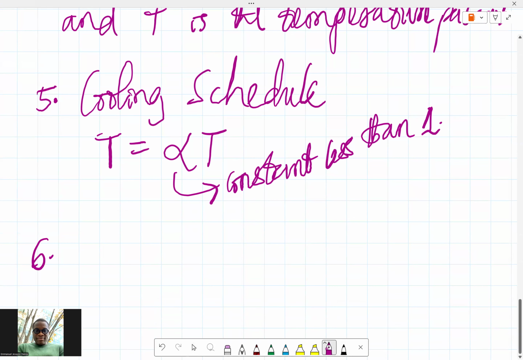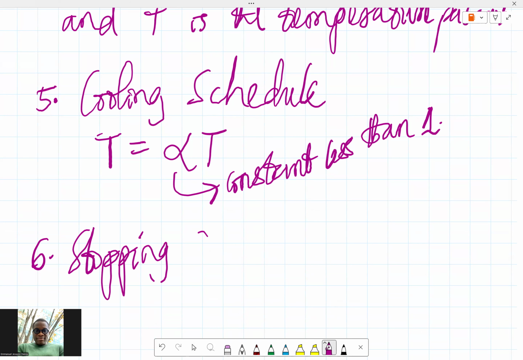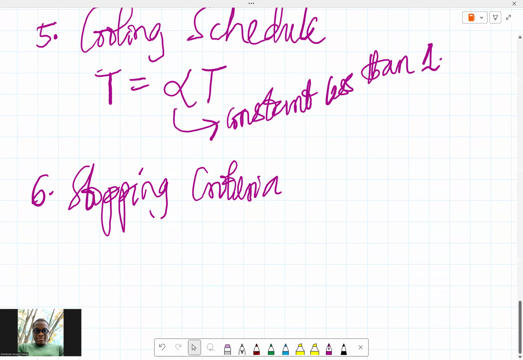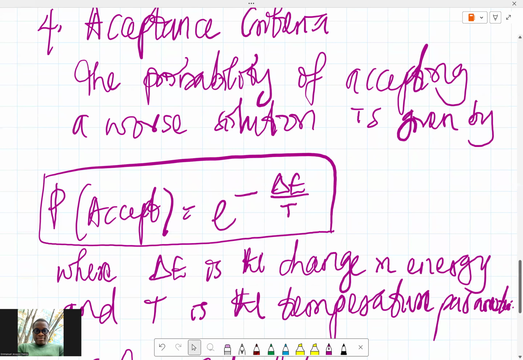And finally, number six, we should have a stopping criteria, just like for every numerical solution. The process stops when a predefined stopping condition is met, such as reaching the maximum number of iterations or when the temperature has sufficiently decreased. These are classic stopping criteria. Maybe you want to just do 5 iterations and stop, or you want to stop when the value you're evaluating is getting really close and there's barely any remarkable change.